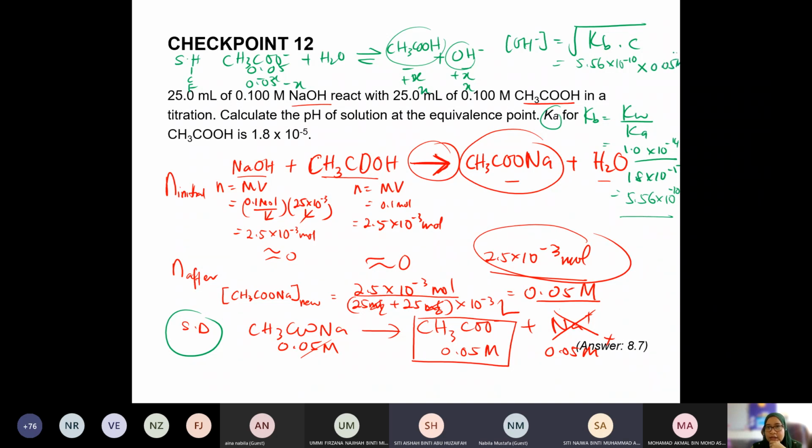Don't forget to square root everything, guys. Times 0.05 and then you square root the answer. You got 5.27 times 10 to the power of -6. So you have the concentration of the OH now. Okay, ni carry forward saya buat dekat sini. Okay, so we have the pOH is equal to negative log of OH minus, which is negative log of the value.